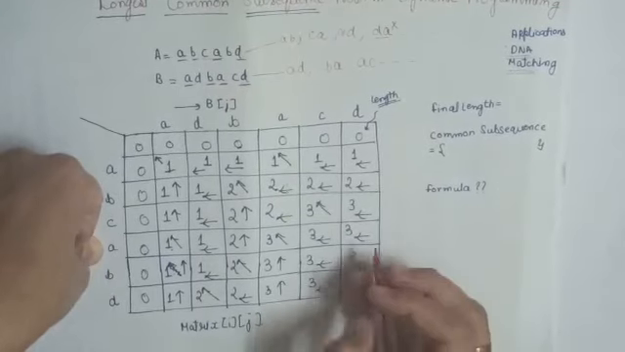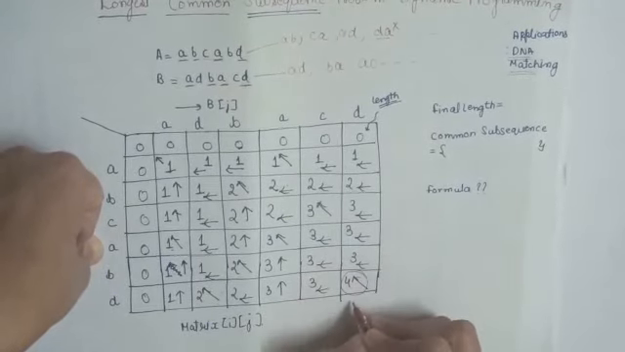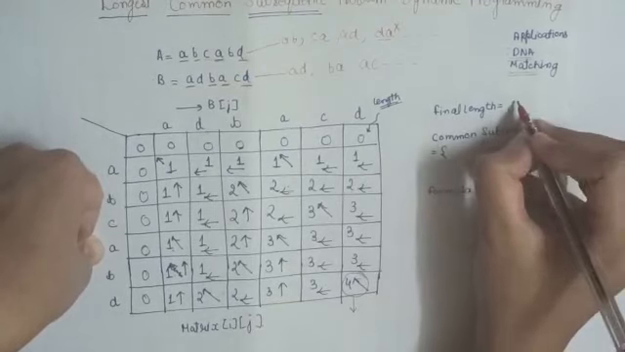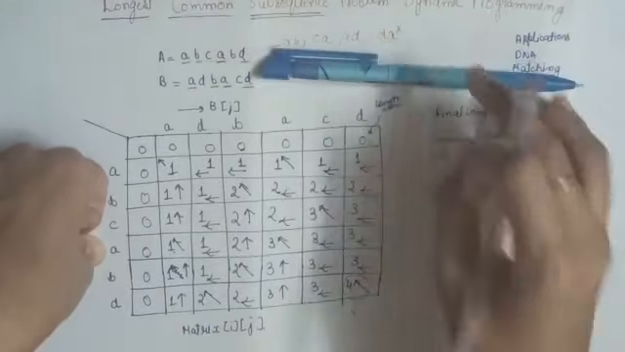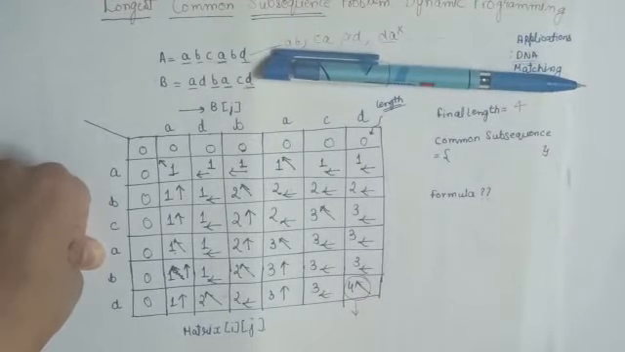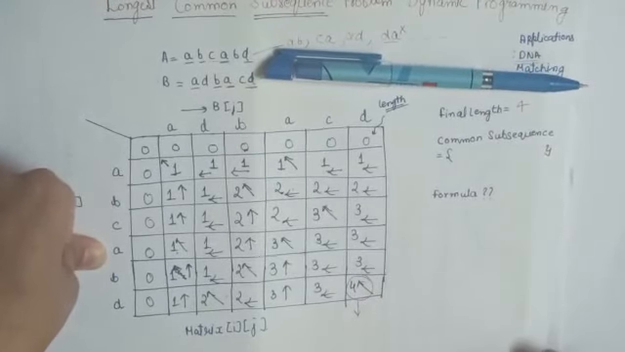So friends, this is my final length of longest common subsequence. Okay, 4. Now friends, what is the longest common subsequence? That we have to find. We will backtrace our matrix.